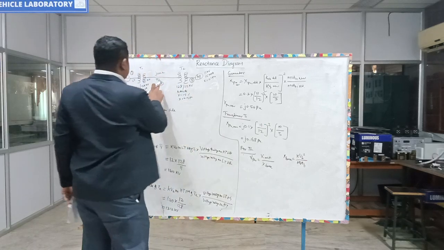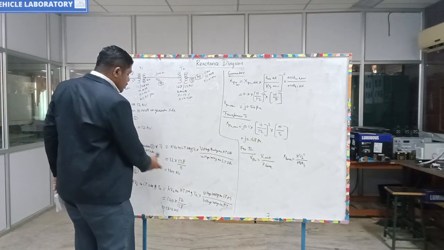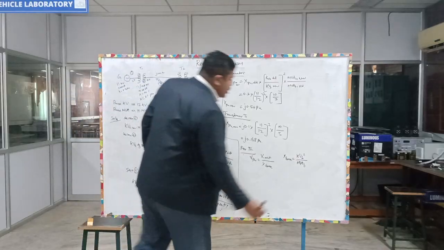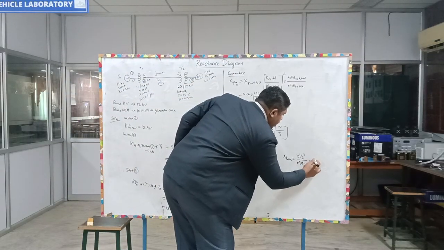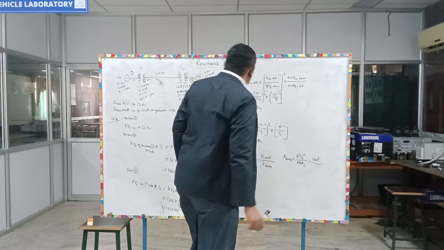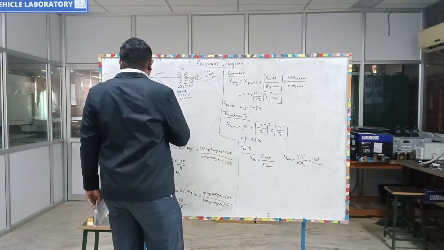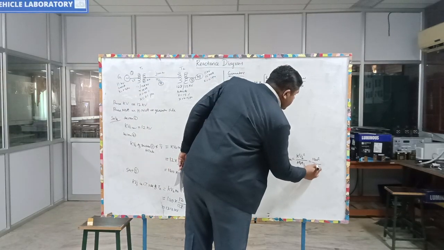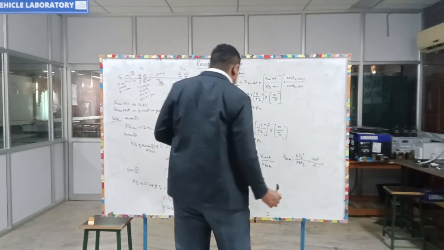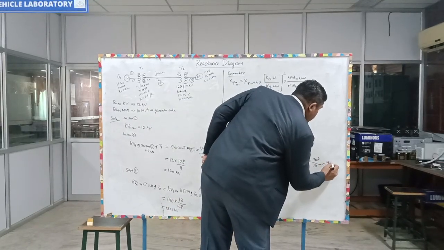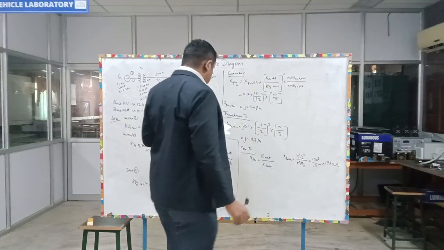So it is with respect to section 2. Section 2, what's your kV base? It is 140. So it is 140 square divided by MVA base. Throughout the problem the base is 10. So it is 10. So what's your answer? It is 1960 ohms. Correct.